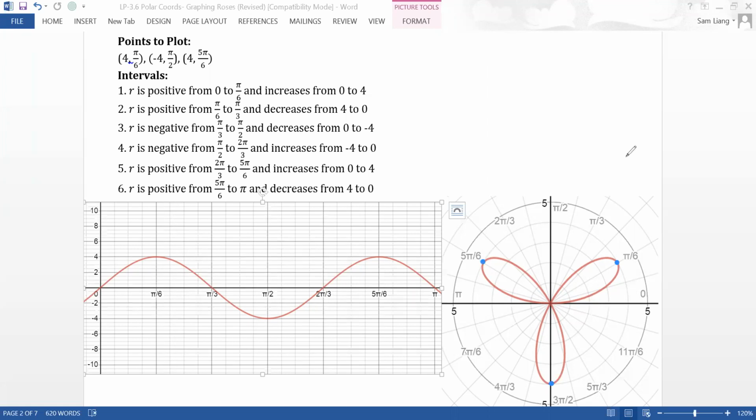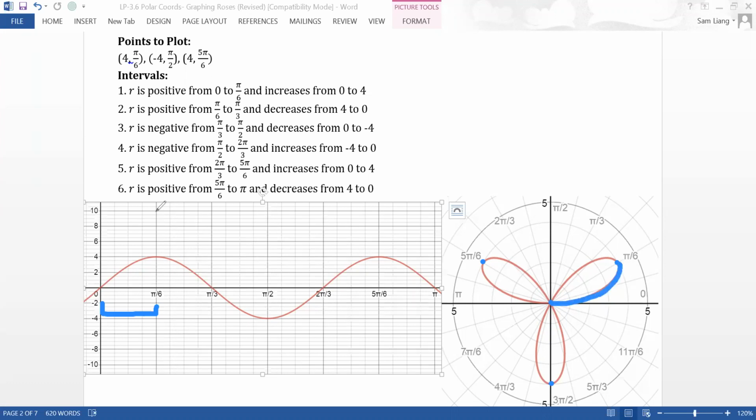Now to draw the rest of the rose curve, we're going to analyze this graph here. The first interval is r is positive from 0 to pi over 6. So that's right here. It's positive and increases from 0 to 4. So we're going to spiral outwards, from 0 spiral outwards to 4.